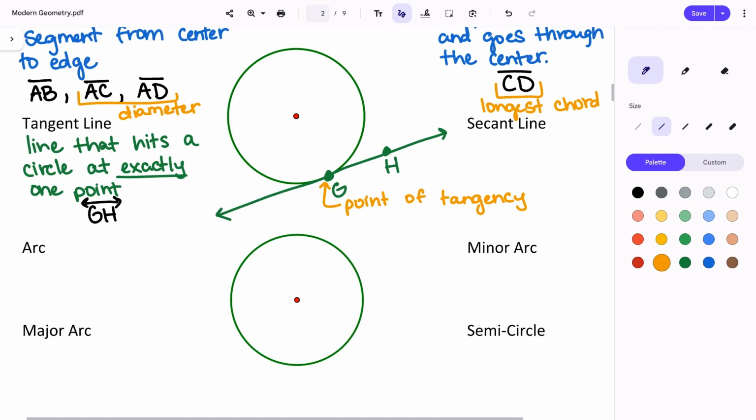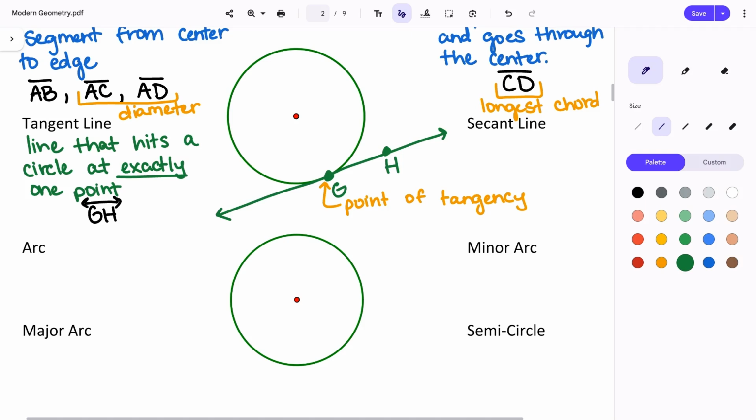So in a problem in the future, if they're describing a situation to you and they say point of tangency, that's what they mean. It's the point on the edge of the circle that this line on the outside is going through. So a tangent line doesn't go through the circle. It's on the outside of the circle and hits it one time.